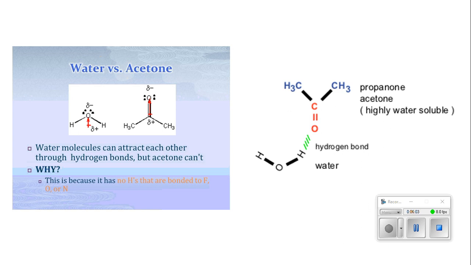We talked about this a little bit in class. It is possible for you to have a polar molecule like acetone. So acetone is polar and it will interact with other acetone molecules through dipole-dipole interactions. But acetone will not hydrogen bond to itself. It can hydrogen bond to water. So here's the hydrogen bonding with the water.